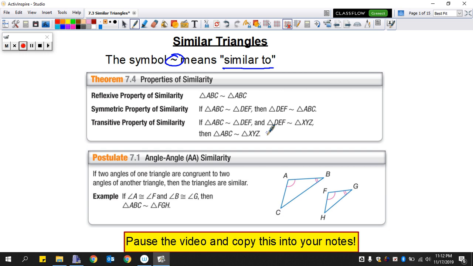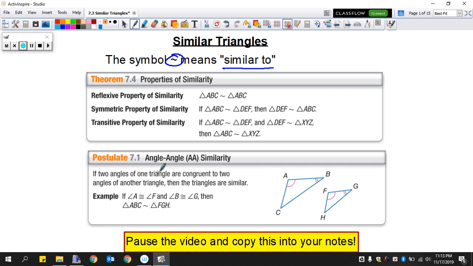When we're talking about similarity, it's very similar to what we did when we were talking about proving congruency, except we're talking about several different rules. In congruency, both the angles and the sides needed to be congruent. In similarity, the sides do not have to be congruent. They just have to be similar. And we'll talk about what that actually means in a minute.